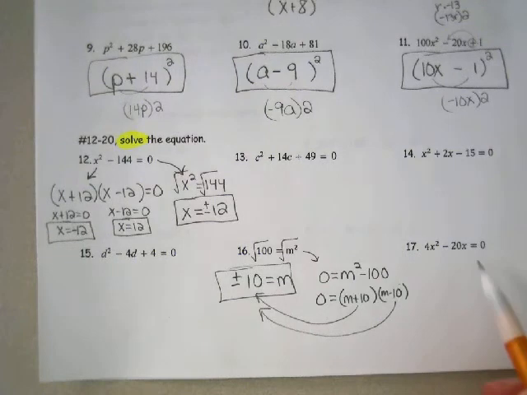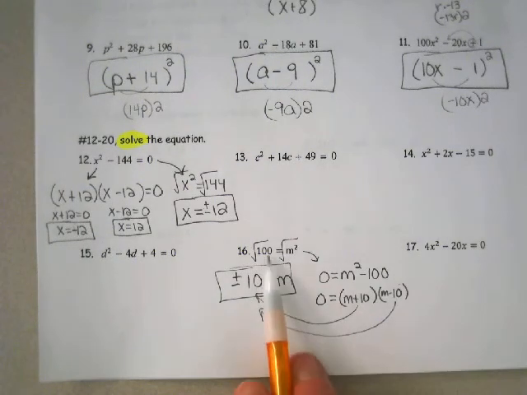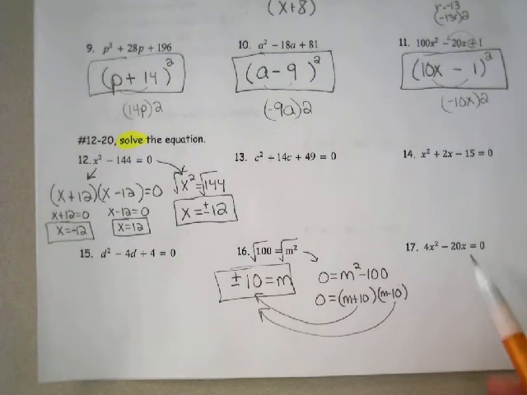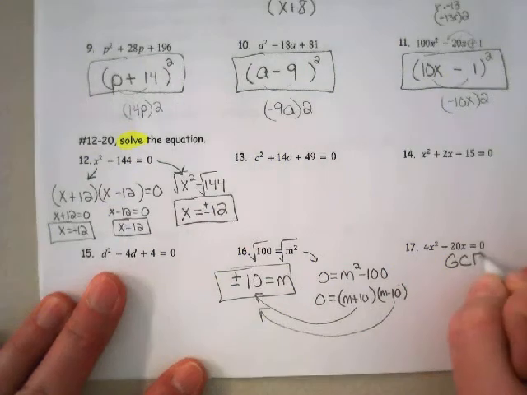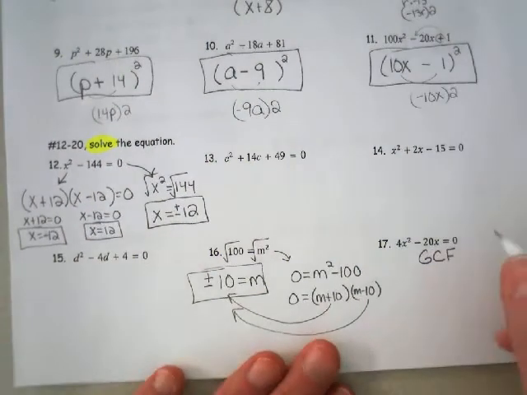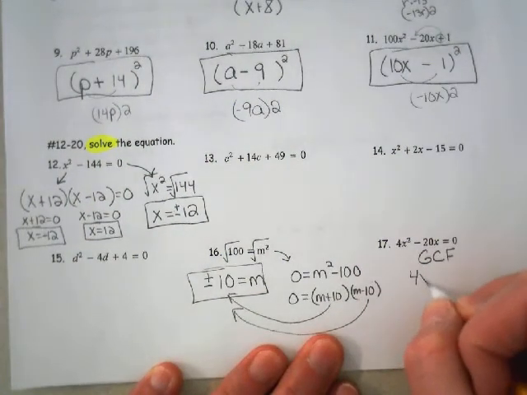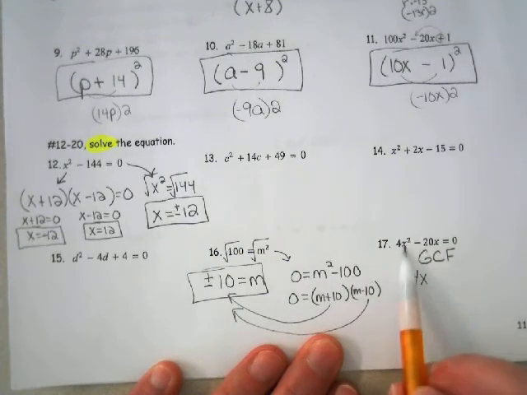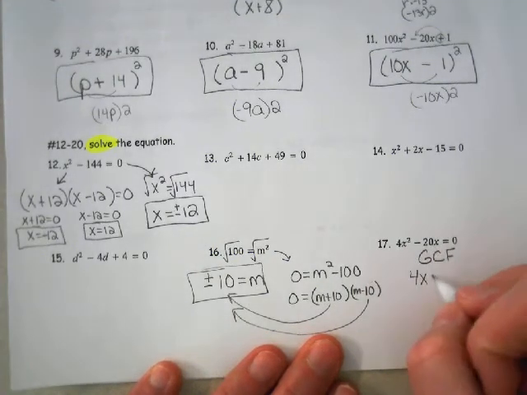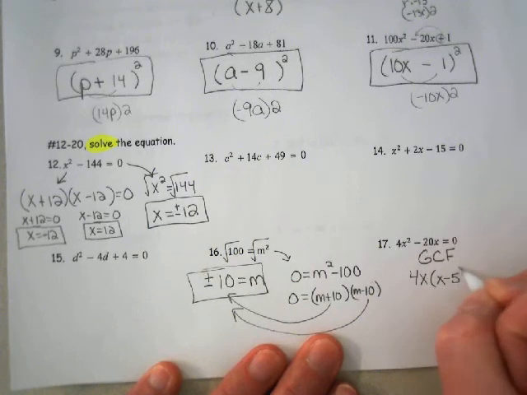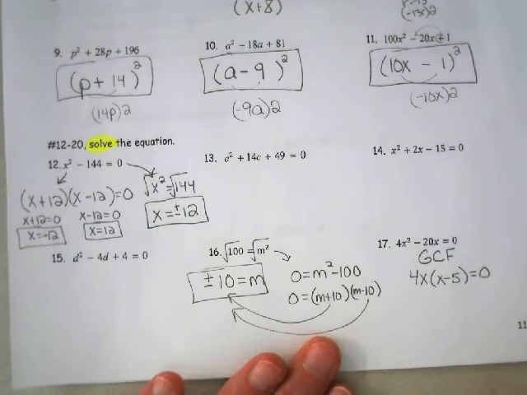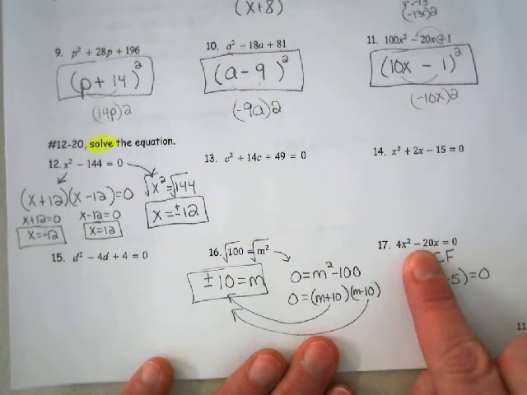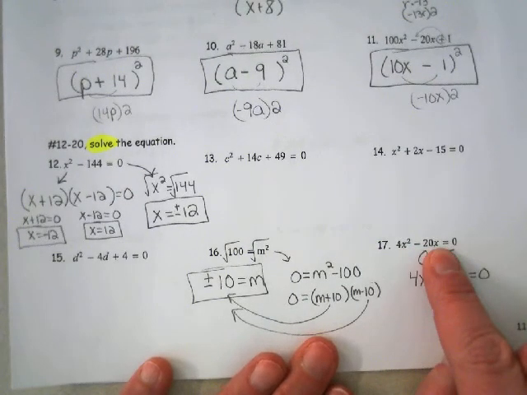Now, number 17 has a little twist to it. So you might have to think about number 17. But if you notice, number 17 has an x behind it. So this is a little different because you see how the 100 did not have a variable. In this particular case, we need to do the greatest common factor. So if we pull out the greatest common factor, we pull out a 4x. These are both divisible by 4x. So if I divide a 4x out, I'm left with x minus 5 is equal to 0.